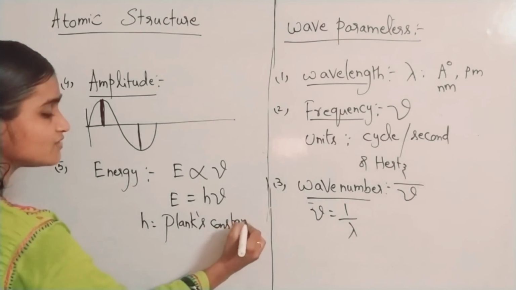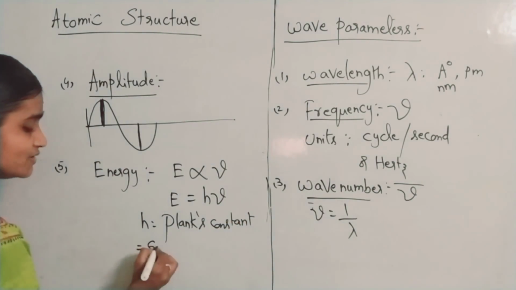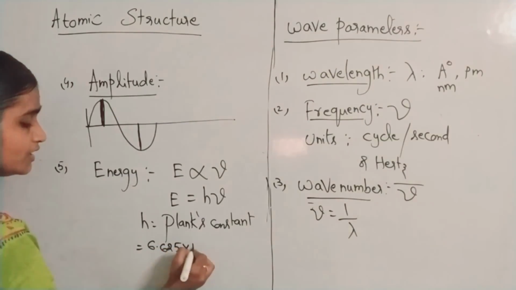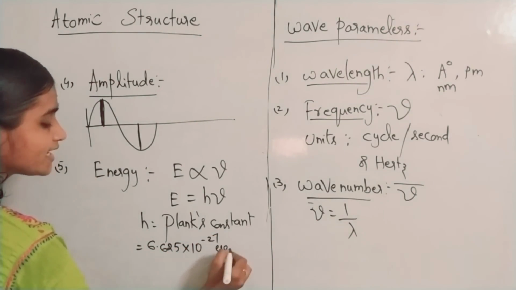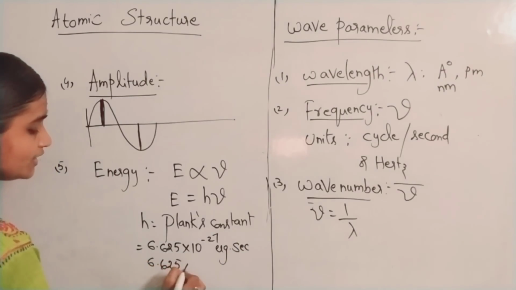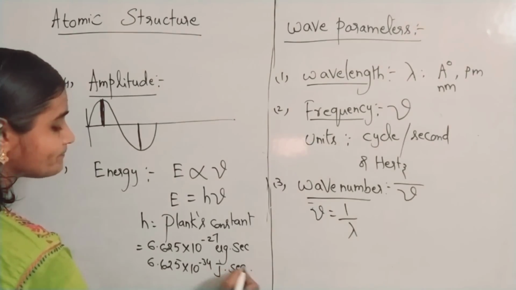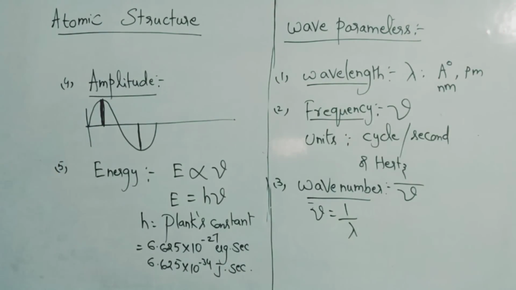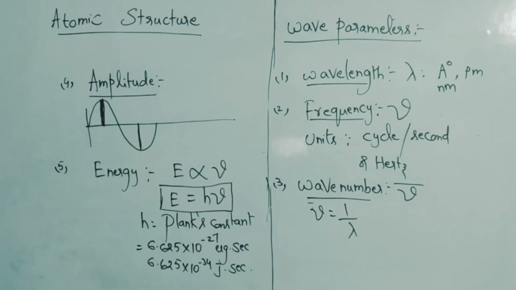Now you have the value for Planck's constant. Do you remember how much the value is? 6.625 into 10 to the power of minus 27 erg second, or 6.625 into 10 to the power of minus 34 joule second. So this is the value for Planck's constant, and this equation you can even call Planck's equation. So this is energy, right?